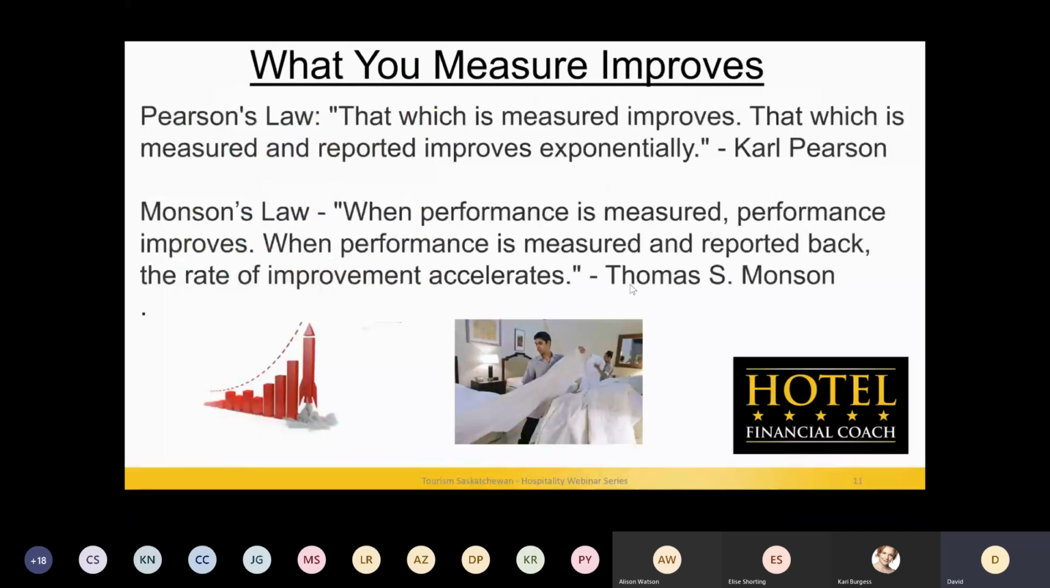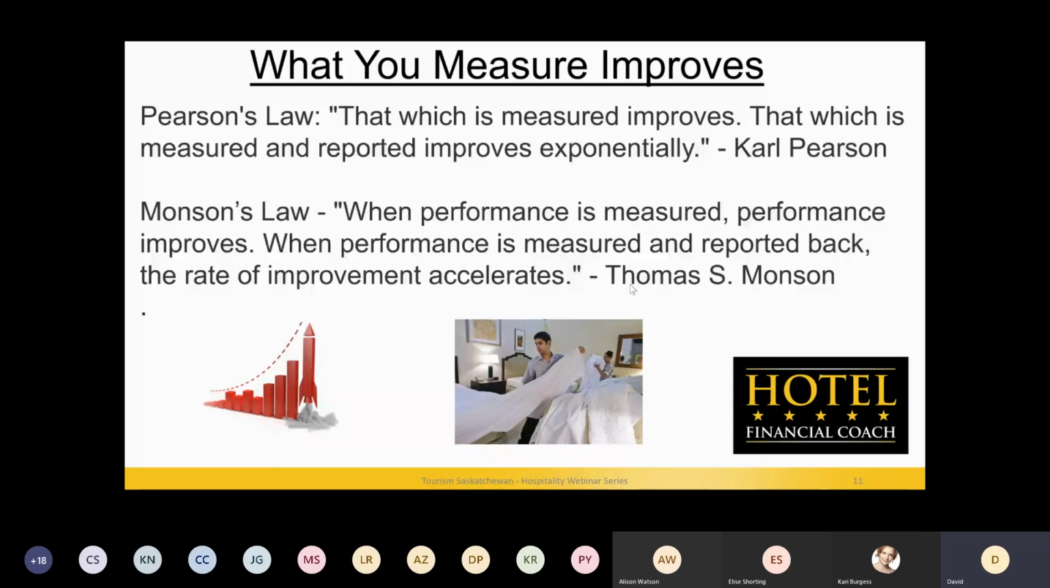A couple of other economists have chimed in on this, and they realize that what you measure improves. So Pearson's law basically says that what you measure and report on improves exponentially. So in other words, if we're measuring labor and we actually send out a daily report, it's going to help improve our results. And then there's Monson's law. He says when performance is measured, performance improves. When performance is measured and reported back, the rate of improvement accelerates. So in other words, if we have productivity measurements and targets inside of our business, and those are collected and reported and reviewed on a regular basis inside of our hotels and companies, that's even going to help us get better. Which again, when you think about it, it just makes sense.